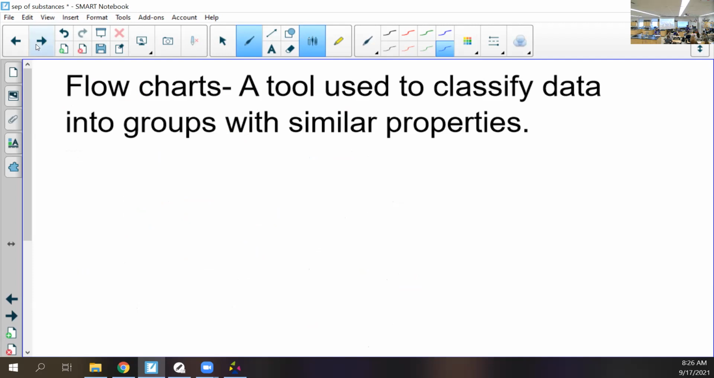Page 3 says separation of substance. You with me? There's a flow chart at the bottom. What I'm about to do, I do not want you to write in that flow chart. I just want to talk to you about a flow chart. In a minute, you're going to walk around the lab and look at these samples, like number 11, and describe what it looks like.